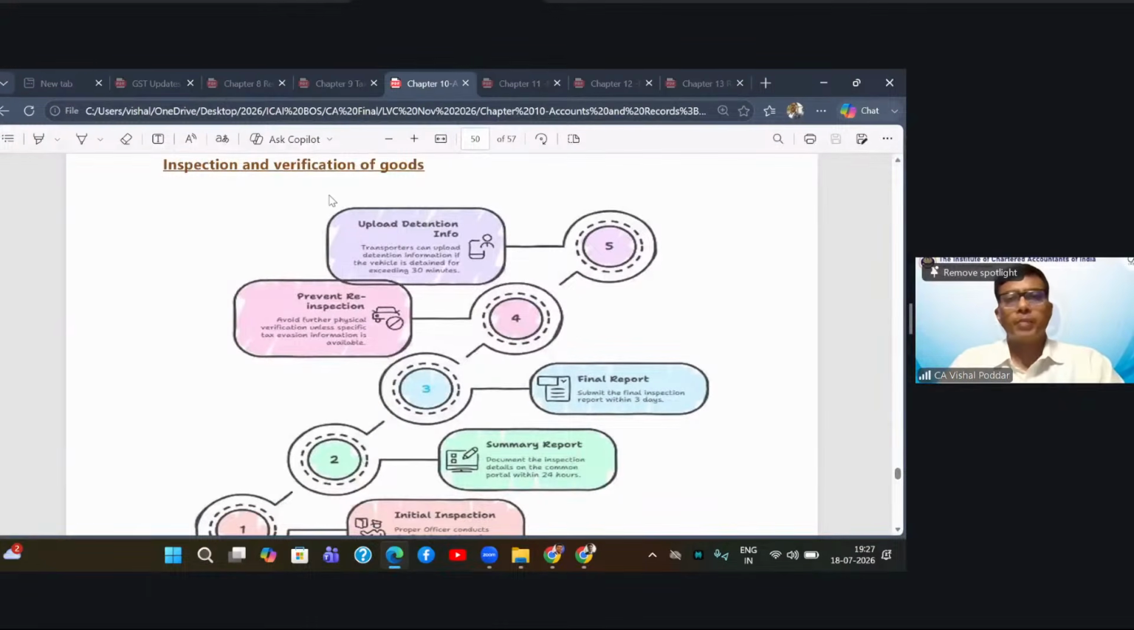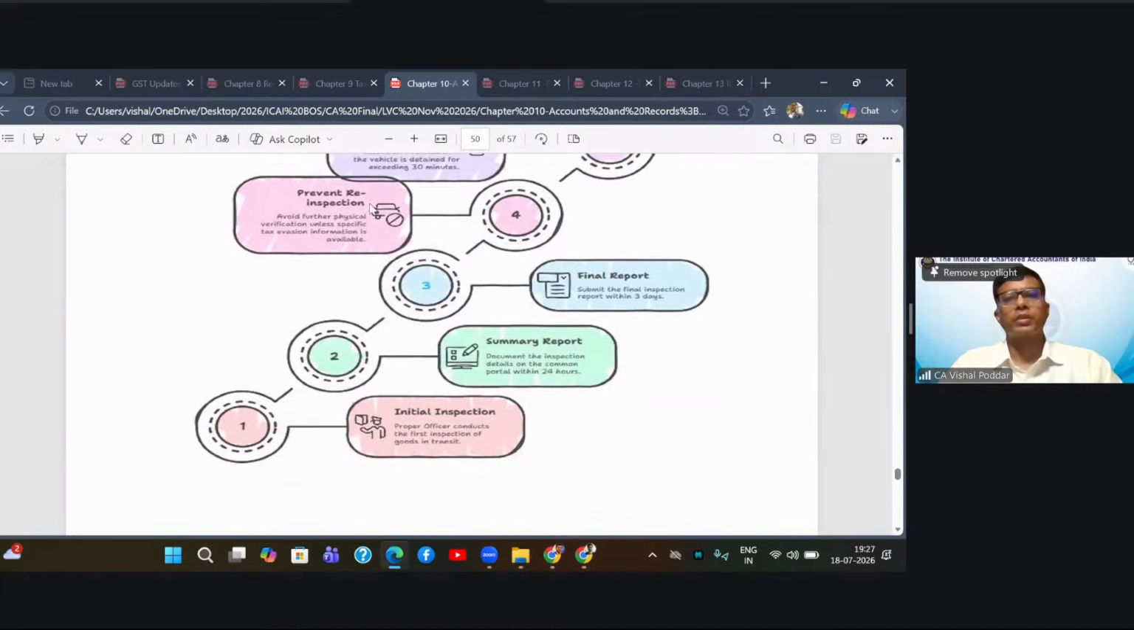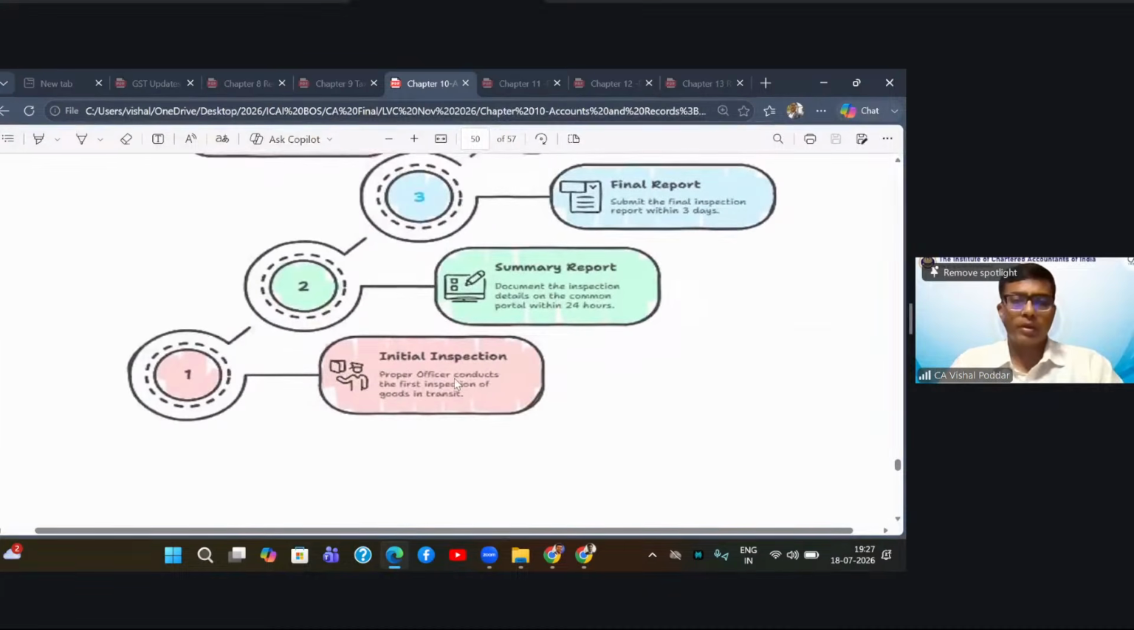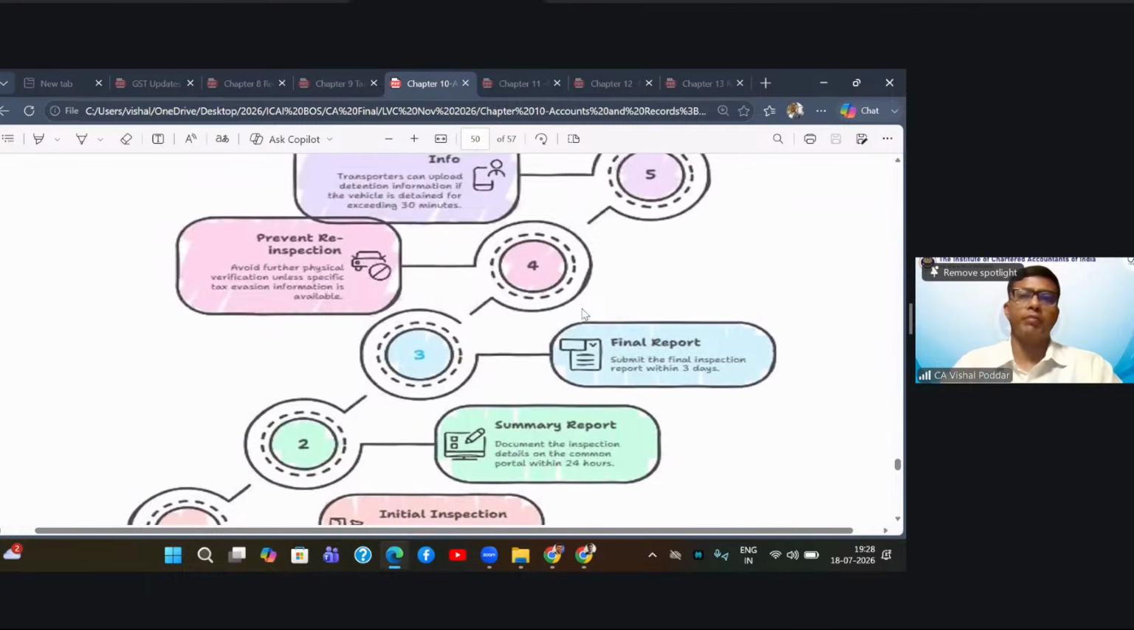Next, inspection and verification of goods. Wherever the officer decides to do inspection, what will happen? The proper officer has intercepted your vehicle, and is doing the first inspection of goods in transit. When doing that, the officer has to prepare and upload the report within 24 hours of interception of the vehicle. This report may be temporary. Then upon finalization, the officer will submit a final report, which will be within 3 days. But this summary report has to be submitted within 24 hours. So immediately after interception, within 24 hours, the first summary report has to be uploaded, and then the final report has to be uploaded within 3 days.